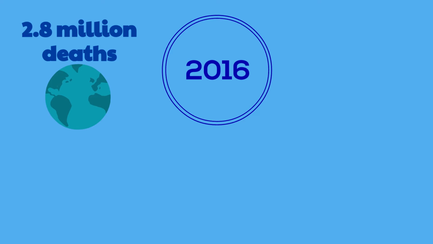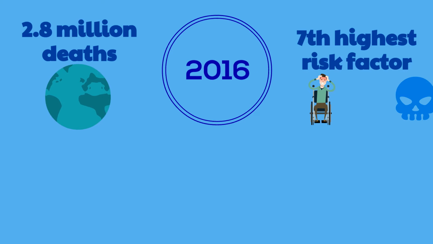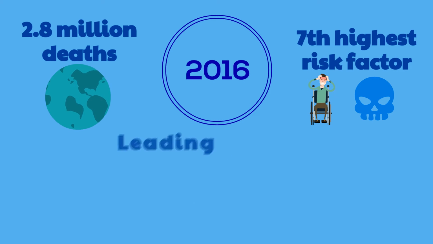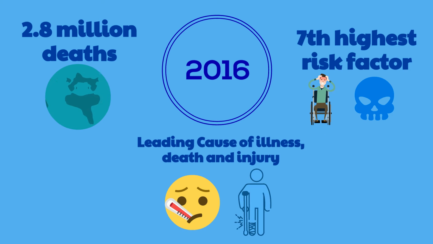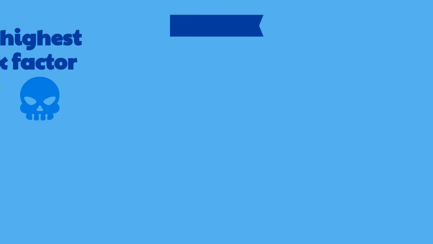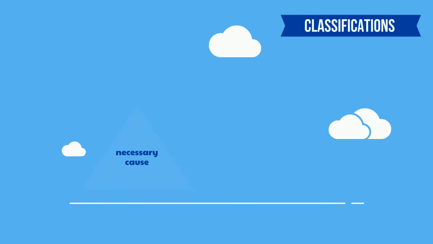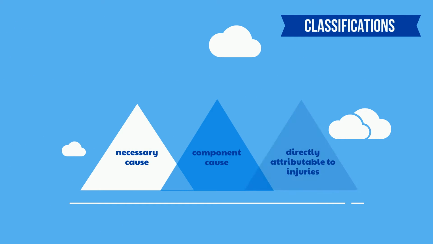In 2016, around 2.8 million deaths worldwide were attributed to alcohol consumption, making it the seventh highest risk factor for disability and early death. Alcohol consumption is among the leading causes of illness, death, and injury worldwide. Its use has been linked to a number of communicable and non-communicable diseases, intentional and unintentional injuries, as well as mental illness. Alcohol use can be classified as a necessary cause for disease, a component cause for other diseases, as well as a factor directly attributable to injuries.